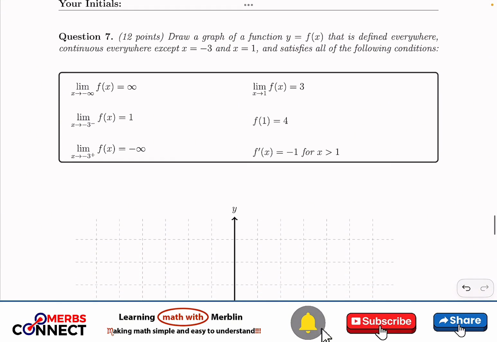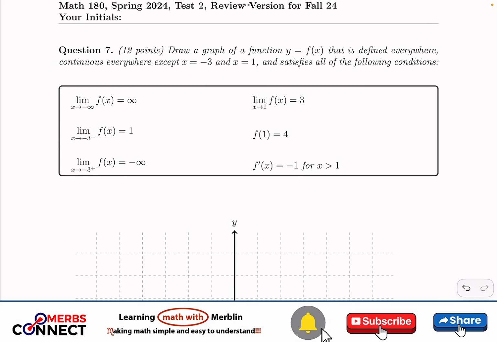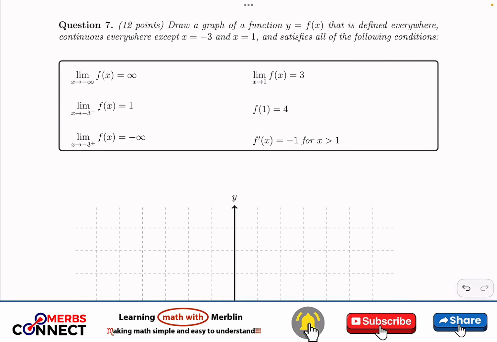Okay, let's look at question 7. Draw a graph of the function that is defined everywhere, continuous everywhere, except x is equal to minus 3 and 1. Except x is equal to minus 3 and 1. Okay, so now let's see. We know that except at minus 3 and 1, it means that it can either be a horizontal asymptote, a vertical asymptote, or a jump, because when the function is not defined, it's kind of like a jump, or something like that. So now let's try and sketch what we have here.